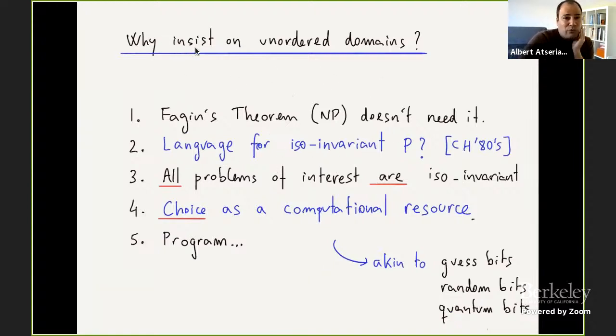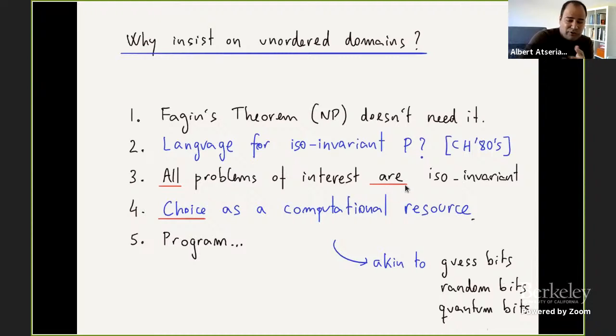So the question that I want to ask is why do we insist on unordered domains? Why is that so important? For one thing, Fagin's theorem doesn't need this, while P seems to require it, at least as far as we know today, and therefore there seems to be a fundamental difference here that we have to understand. This was the problem of a logic, or a language, for isomorphism-invariant P raised by Chandra and Harel.